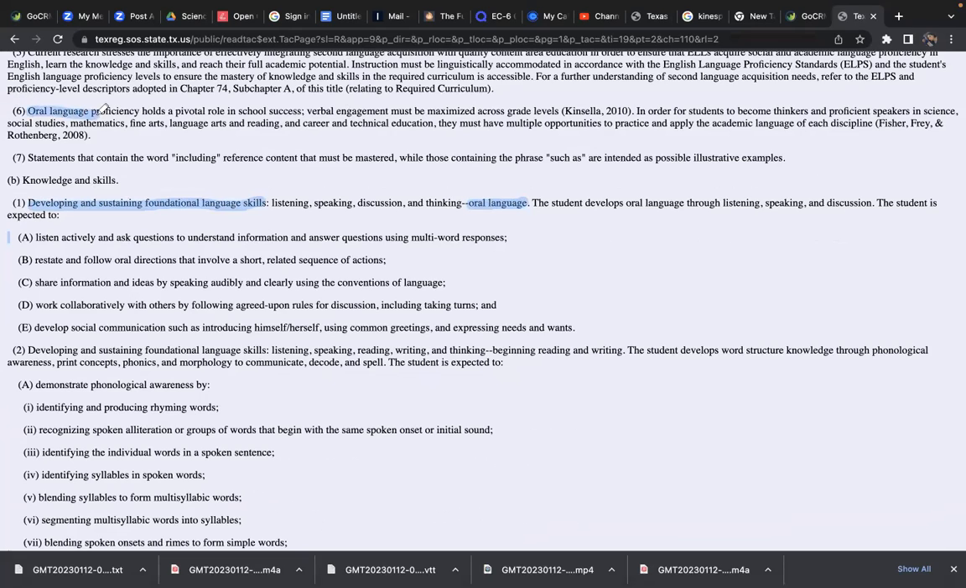Not for nothing, oral language proficiency holds pivotal, means it can turn you around and make things better, period. It is a ticket to be able to speak for yourself, advocate for yourself, to know the words and wherewithal to understand what's going on around you and to listen and be able to speak and connect ideas. It is pivotal to school success. Verbal engagement must be maximized across grade levels.